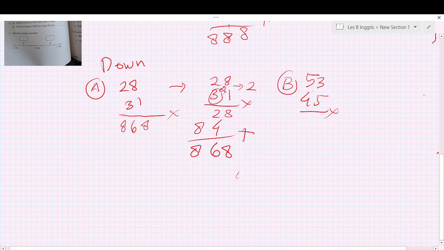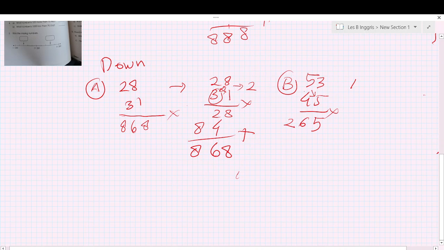So the first is the ones in here, the 5 times 53. So you got 3 times 5 is 15. So keep the one behind, or beside, I'm sorry. 5 times 5 is 25, plus 1, you got 265.